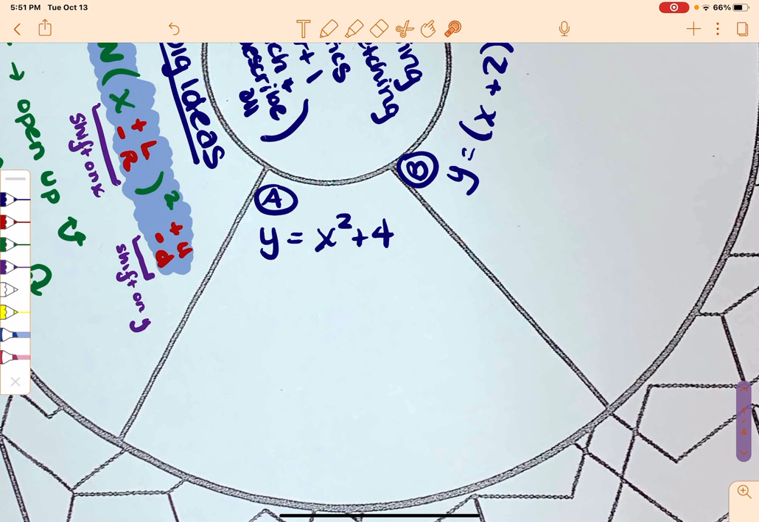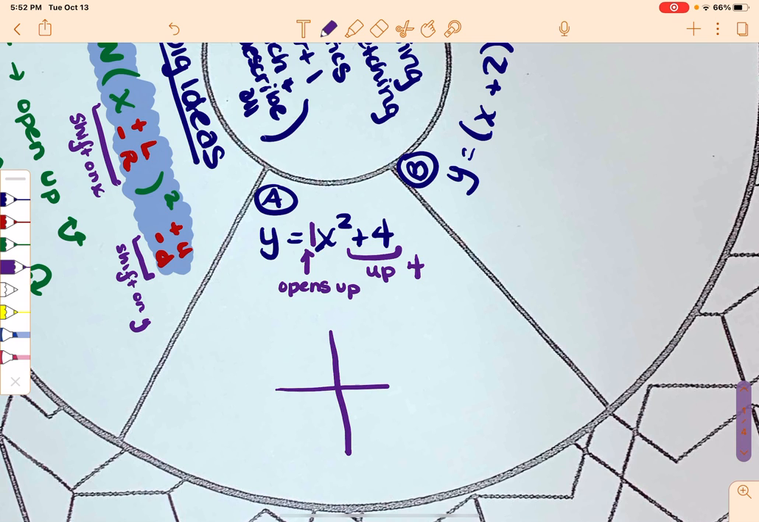So if it is y equals x squared plus 4, this part right here is on the end. So if it's plus a number on the end, that means it's going to go up. So that means it goes up 4. Now there's no number out in front that I see, so I assume that's a 1. That would be my W or my A value, whichever way you want to think about it. So that tells me that it opens up.